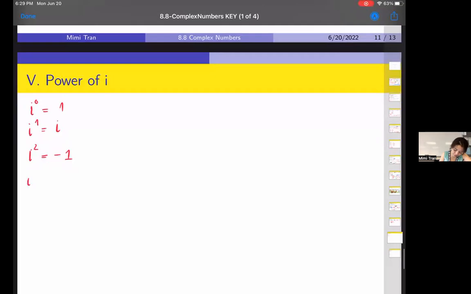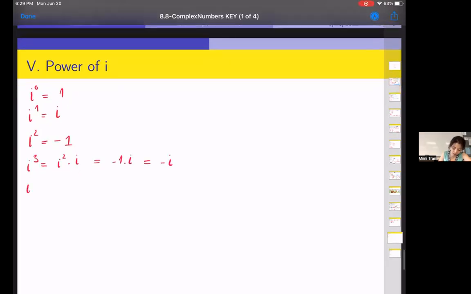i cubed is i squared times i. Well, i squared is negative 1 times i, which is negative i. i to the 4 is i squared times i squared, which is what? Negative 1 times negative 1, which is positive 1.